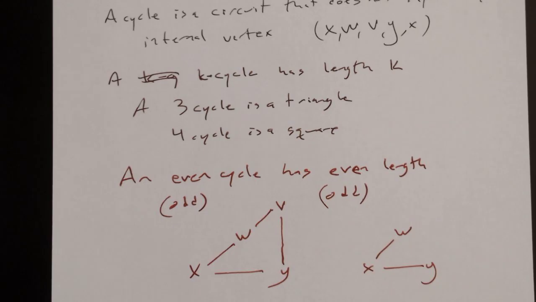So if I can find a path from one vertex to another, I say those vertices are connected.